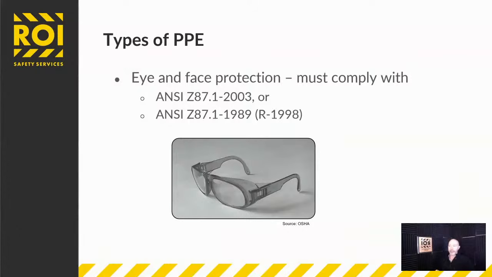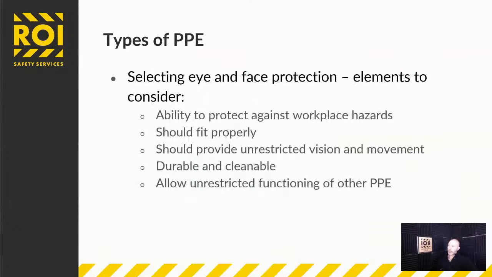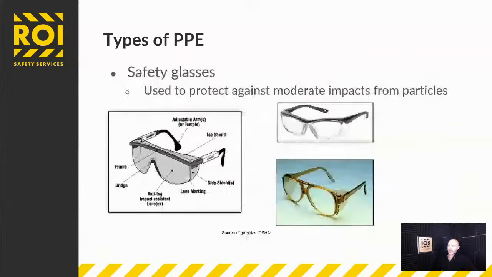So every pair of safety glasses should have an ANSI standard inside either the arm, and I think the end of the glasses. It just depends on the brand that you have. And then selecting the eye and face protection, some elements to consider. How effective is it? Does it fit properly? Are they durable? Does it restrict your vision? Those are some things that need to be looked at.